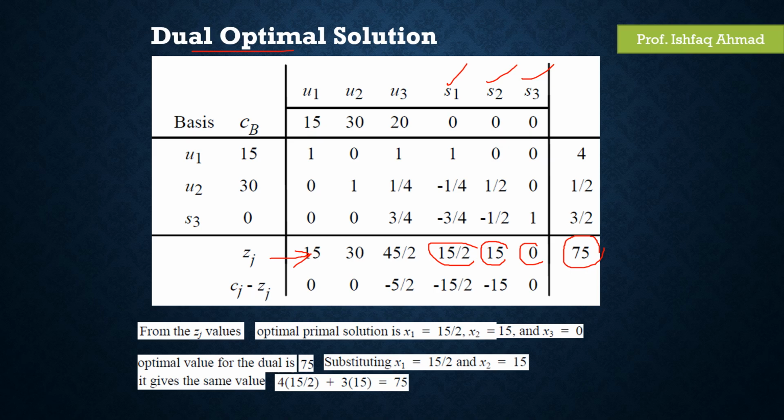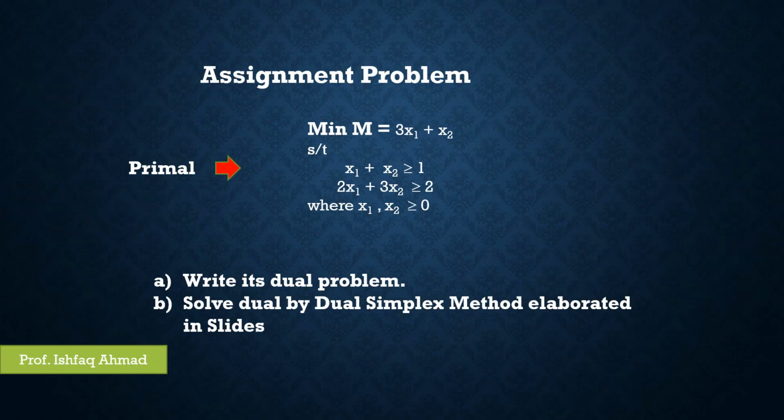From this we have obtained the original variable values, the final values for x1, that is 15 by 2, and for x2 is 15 and x3 is 0. And substituting x1 and x2 in the original primal problem, we get the same objective function value, that is 75.